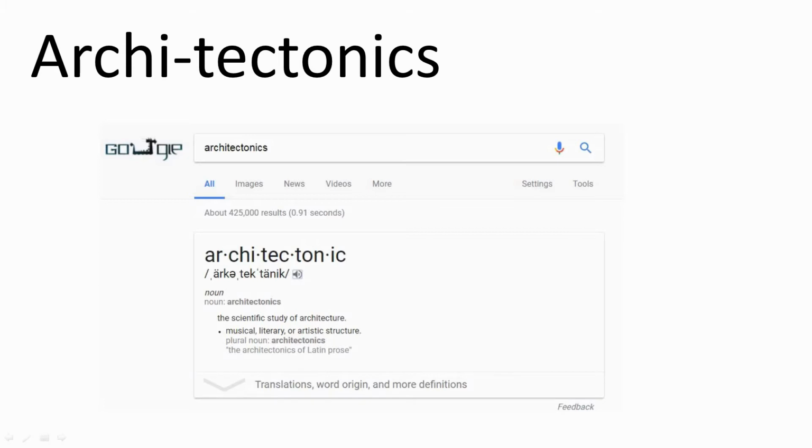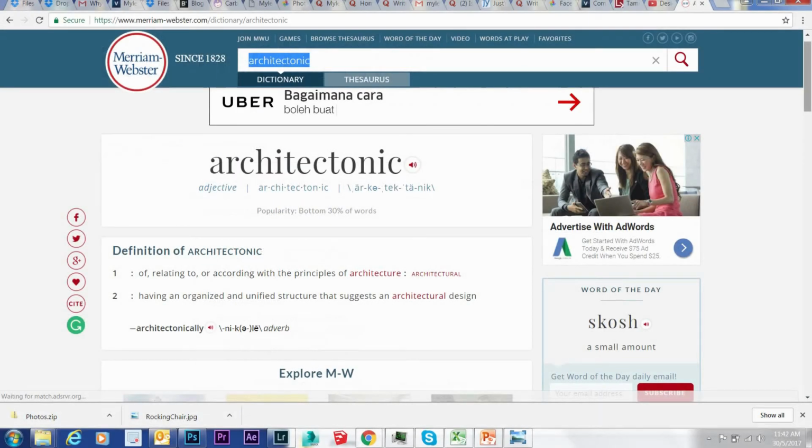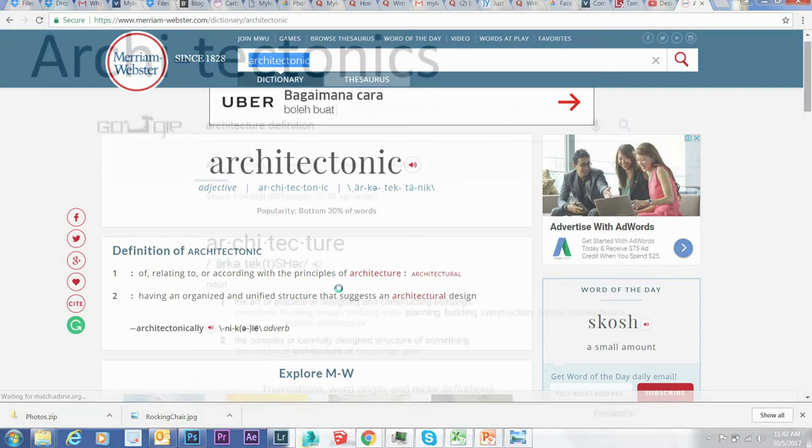What's architecture? You think you know? Well, you probably do. I mean, we all kind of think we know what architecture is, but good to be sure, right? Good to be sure that also the definition of architectonic is another slide here, relating to the principles of architecture, having an organized and unified structure that suggests an architectural design. So let's find out, what is architecture?